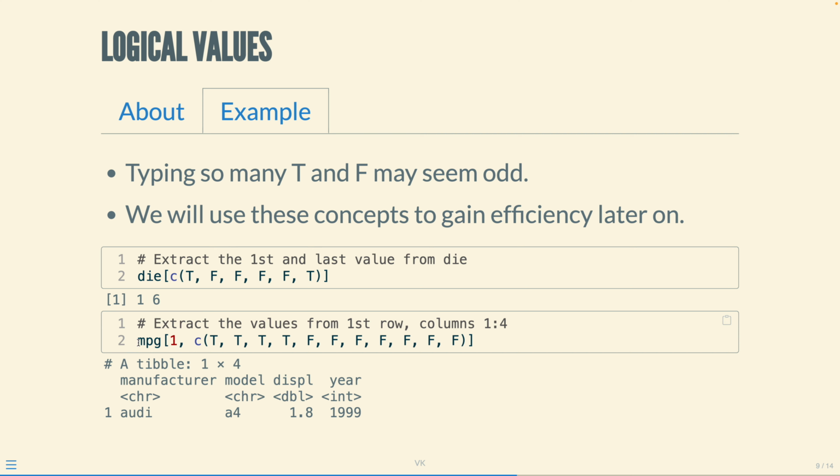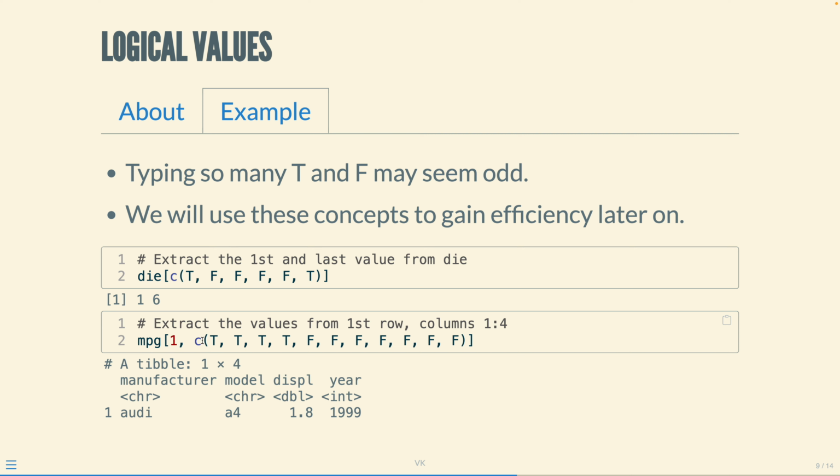Now, coming back to our data set MPG, let's say we wanted to extract the values from the first row, but only values from columns 1 through 4. Now, obviously, you know how to write this to extract values using positive integers. But if you were using logical values, then you would have to write number 1 for the first row.